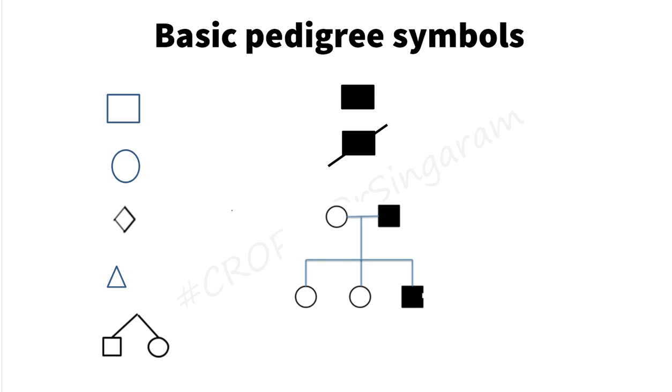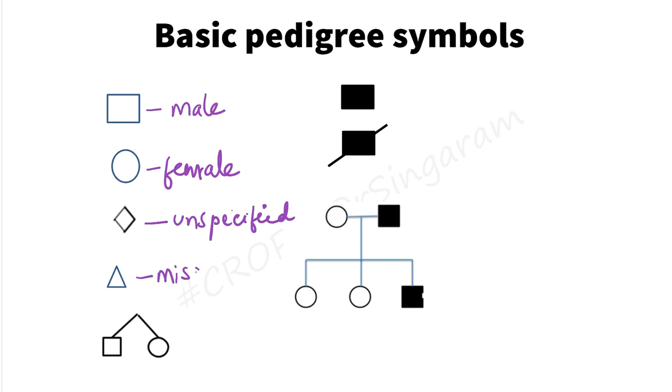Now, what does this first symbol indicate? This indicates male. What does the next symbol indicate? It indicates female, which is a round. What is the third one? It means the gender is unspecified or non-identified gender. What is the next one? It means miscarriage.